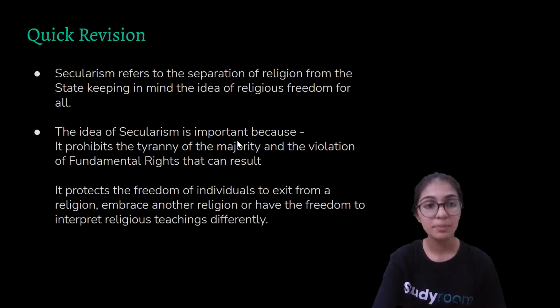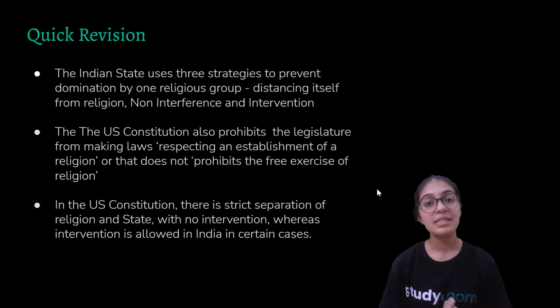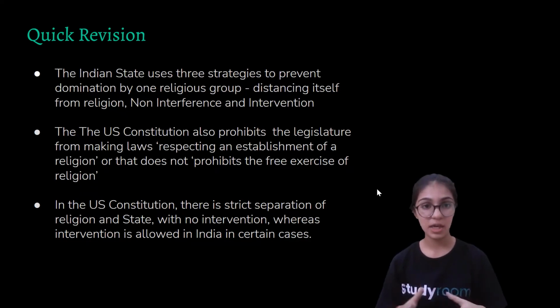Moving forward. We all know that the government of India uses 3 strategies in order to ensure that India is a secular state. The first one is distancing itself from religion, the second is non-interference, and the third is intervention. And I hope that you have understood all the 3 strategies thoroughly.